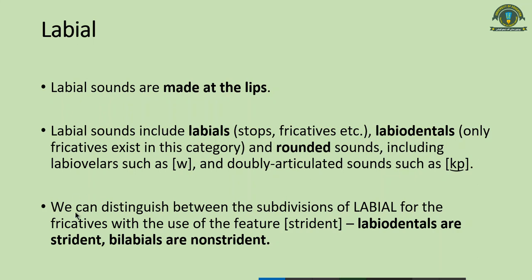And we can distinguish between the subdivisions of labials for the fricatives with the use of the feature strident. So for example, labiodentals f and v are stridents and bilabials are non-strident. You should remember that in the stridents we said that we get some additional surface for the airstream to contact, so in f and v we get some additional surface for the airstream to contact. So the subcategories of labials can also be categorized under this strident feature.